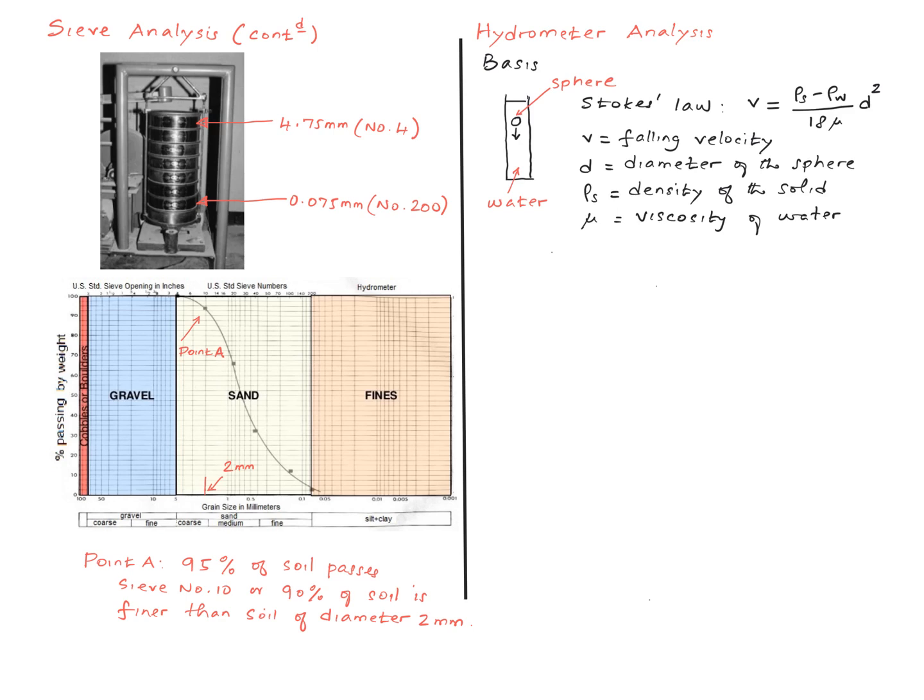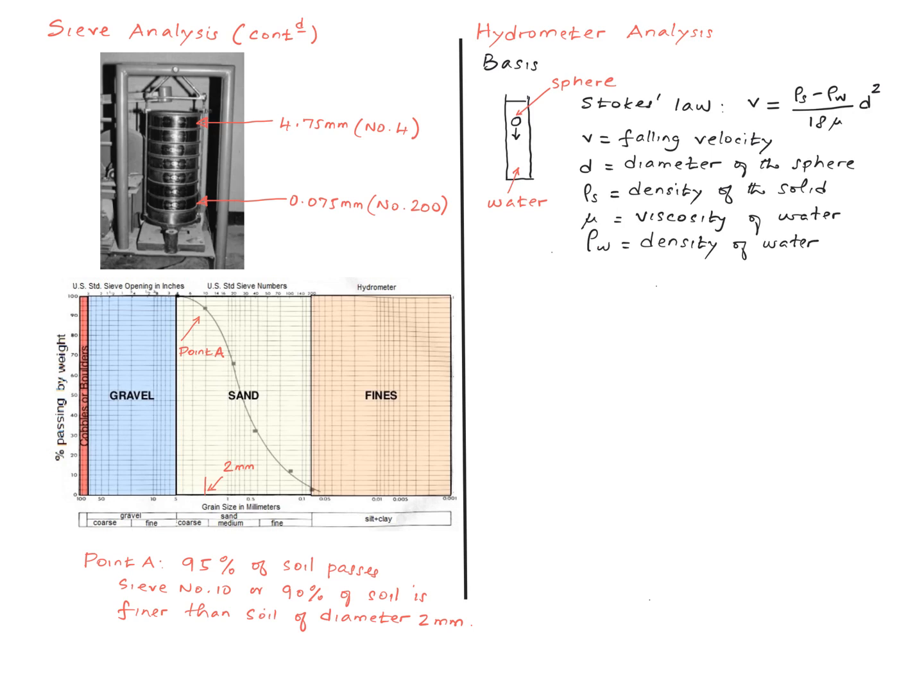You probably learned this in your fluid mechanics course. If you put a sphere in a cylinder full of water, the sphere is going to start falling, and at some point it's going to reach a steady velocity, and that velocity is given by this equation according to Stokes' law, where v is the falling velocity, d is the diameter of the sphere, rho sub s is the density of the solid, mu is the viscosity of water, and rho sub w is the density of water.